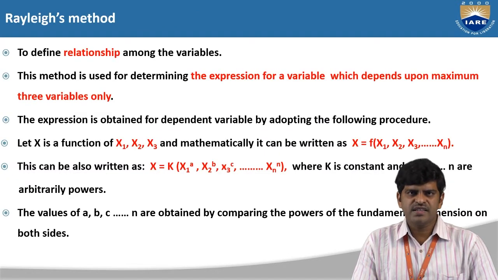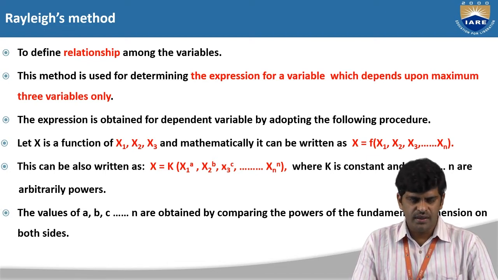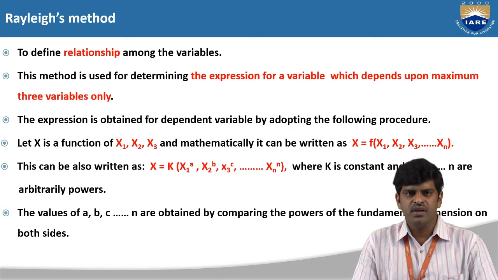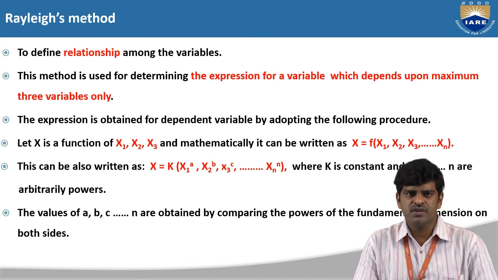This Rayleigh's method is going to be used if the number of variables is 3. For example, if the number of variables is more than 3, then is this not useful? Actually, if the number of variables is more than 3, this might also be useful. But the thing is that the exact relationship may not be formed between the variables. That we are going to discuss in the next videos with the help of a small example.